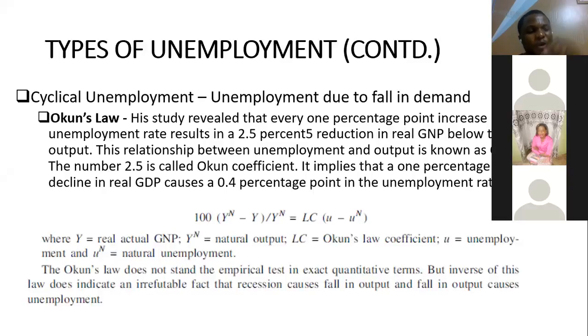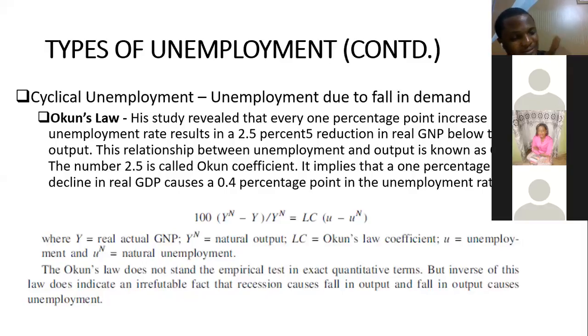Cyclical unemployment is unemployment that exists because there is a fall in demand. That one is the cyclical unemployment. The person who developed this relationship is Robert Okun, and it is known as Okun's law. Okun's law was able to establish a relationship between unemployment and output. And he found out that every 1% increase in unemployment will result in a 2.5% reduction in real GDP below the natural output. Let me just make it very simple. He found out that whenever unemployment increases by 1%, GDP will fall by 2.5%. That means there is a relationship between unemployment and GDP.